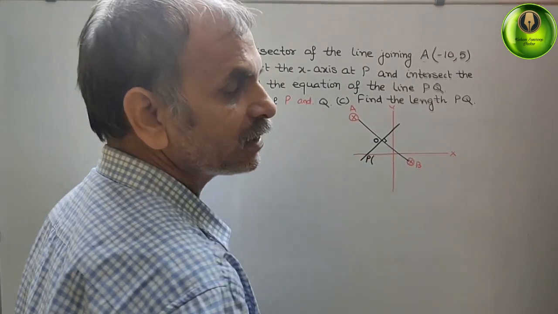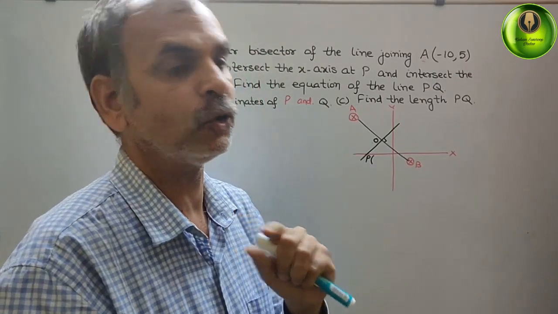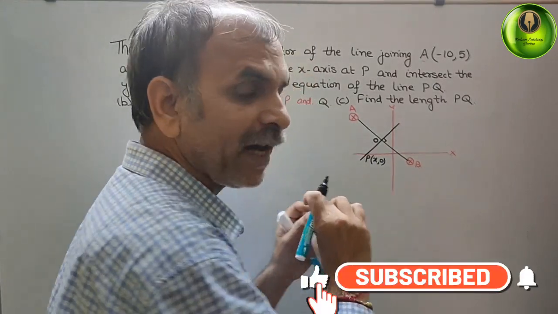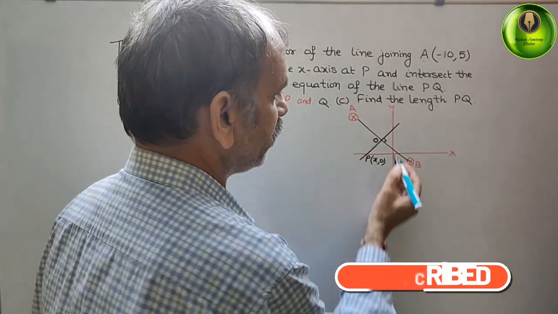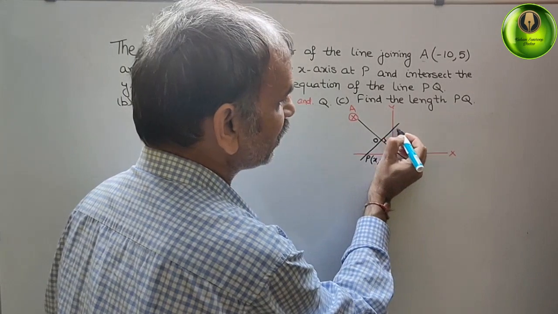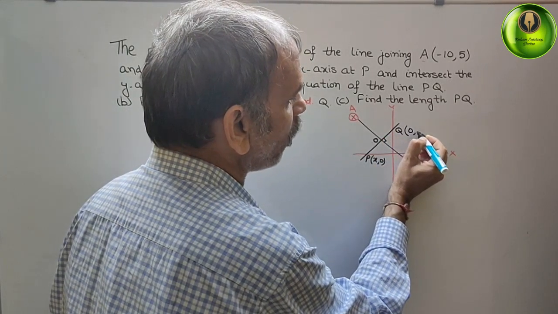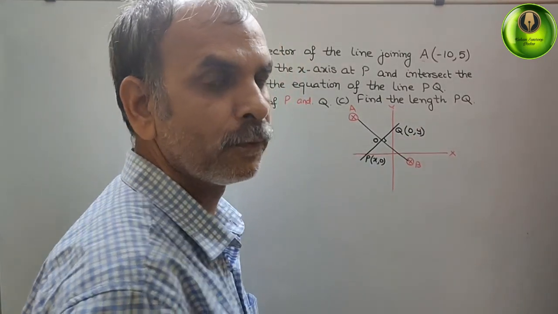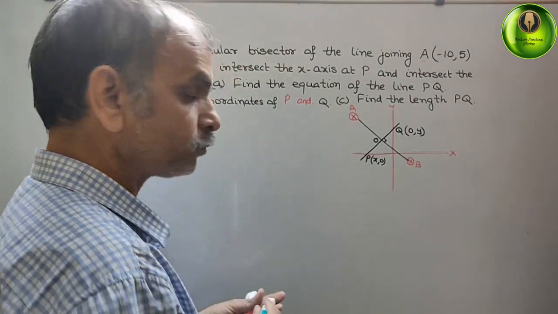On the x-axis, what are the coordinates? (x, 0), because y is 0 there. And this point is on the y-axis, this is your Q. So here the coordinates are (0, y). You got it? Okay.